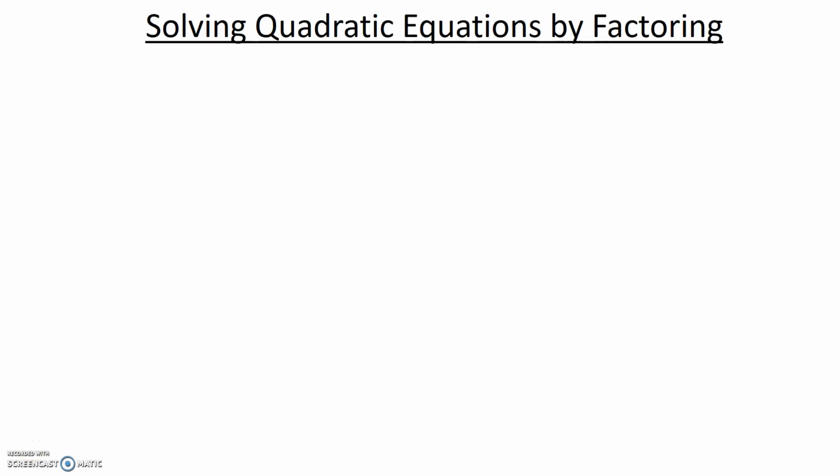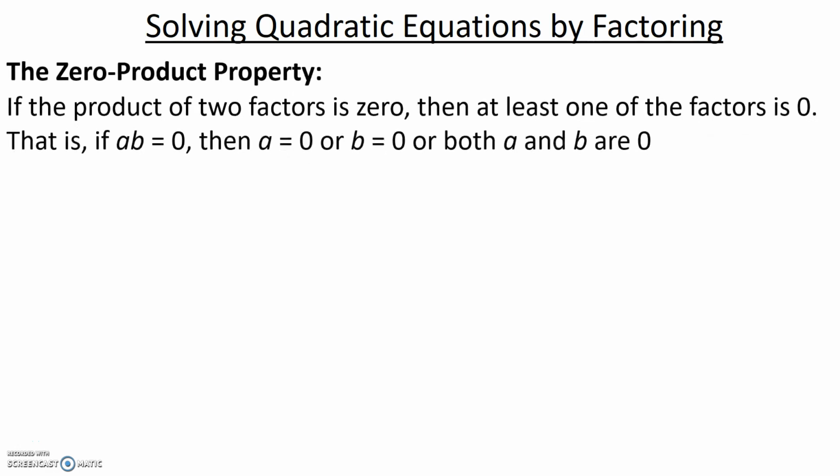In this section, we will solve quadratic equations by factoring. The zero product property states that if the product of two factors is zero, then at least one of the factors is zero. That is, if AB equals 0, then either A equals 0 or B equals 0, or both A and B are zero.